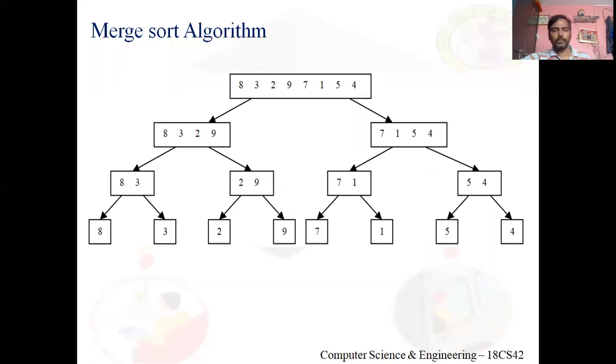Very clear, right? I want to sort this using merge sort. As I said, merge sort is a perfect divide and conquer strategy. First, it looks at whether the given input array is a smaller instance.